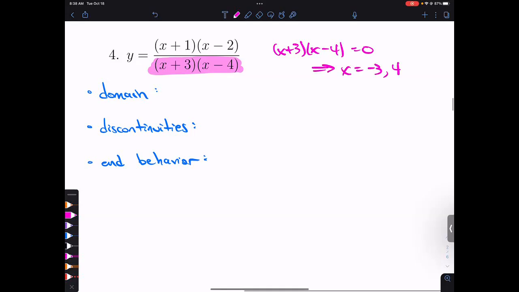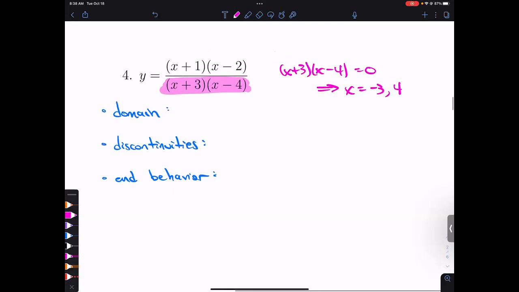-3 and 4. That's where we have trouble, right? That's where it's undefined. Those are the 2 and only 2 values that would make the denominator here 0. Everybody okay with that? Okay, so what's the domain then? Everything else is fine, right? You can divide by anything except for 0. Those are the only 2 places that you would divide by 0.